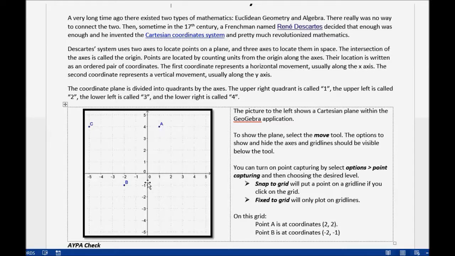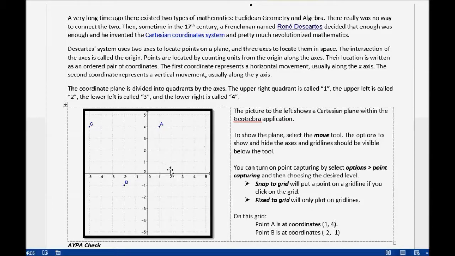So point A here is at 1 and then 1, 2, 3, 4. So the coordinates for A would be (1, 4). And then the coordinates for B would be (-2, 1). And I see that I've made an error over here. Let's just fix that right now so you won't even see that error. Alright.